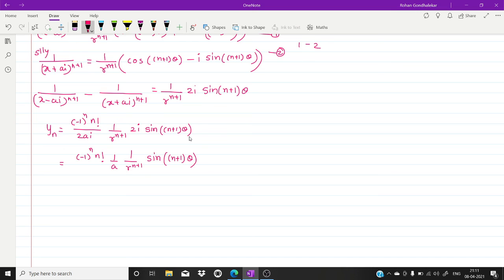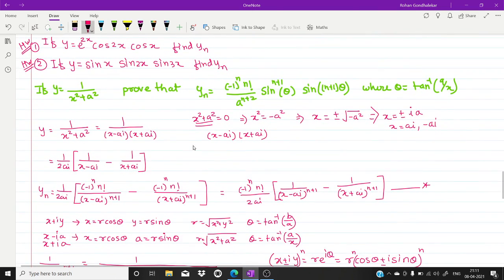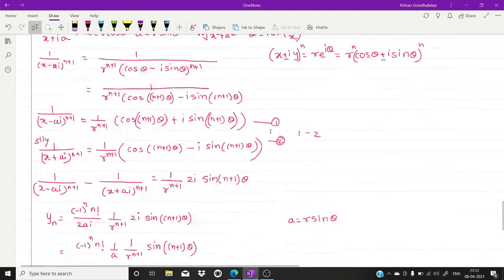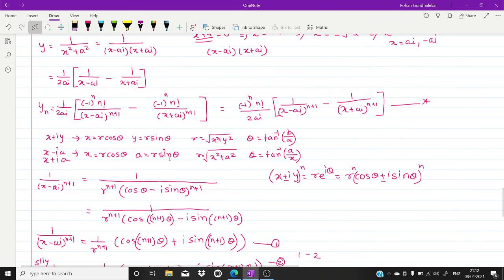Now come to this. See what I'm expecting in the problem. I want this as my answer. Out of that, these terms we are getting; only the sin raised to n plus 1 is missing, and a raised to n plus 2. What term do I have? A is there. A raised to n plus 1 is still what I am expecting. So what do I do? I want a sine term, hence I go with the relation a is equal to r sine theta, which I discussed here.